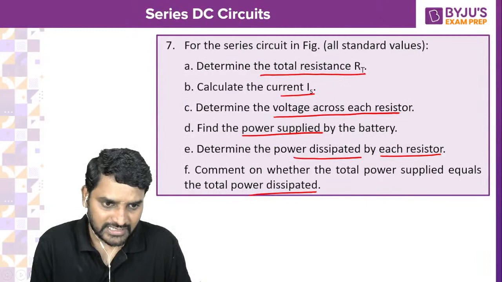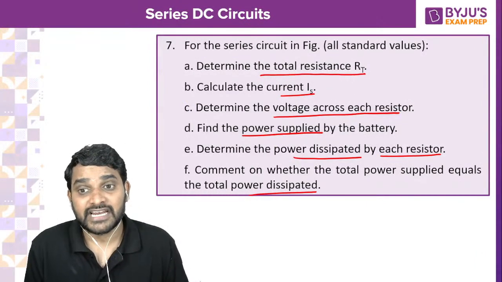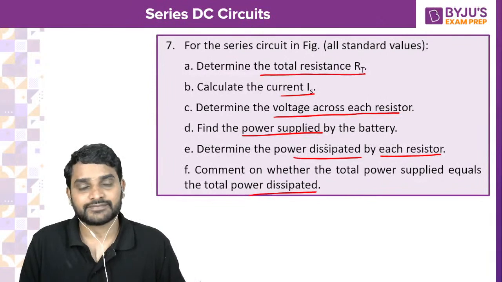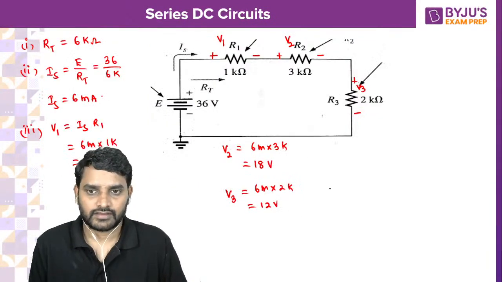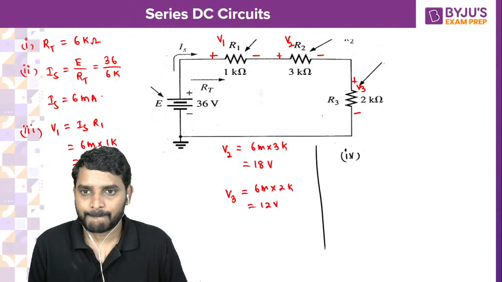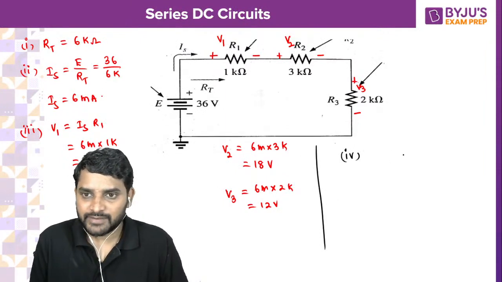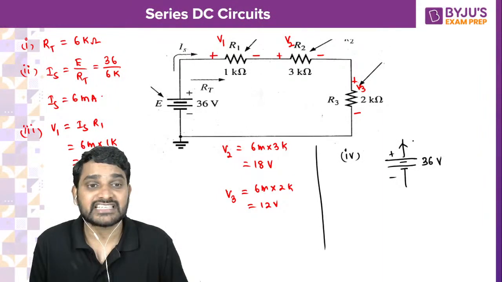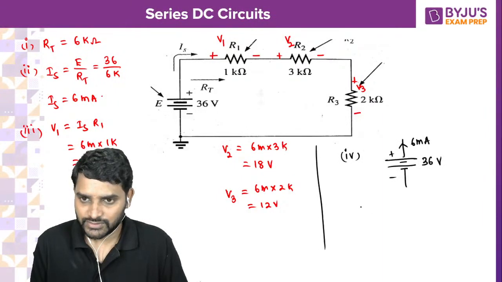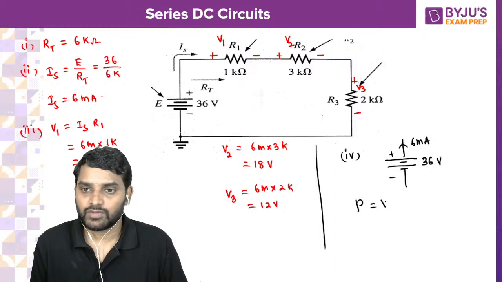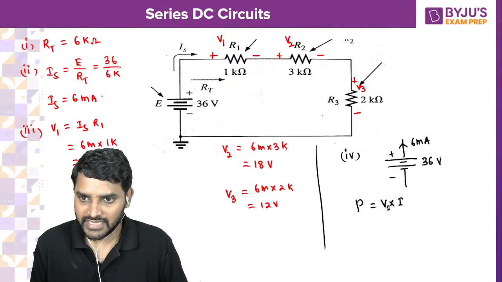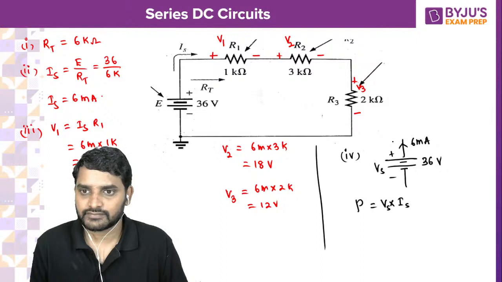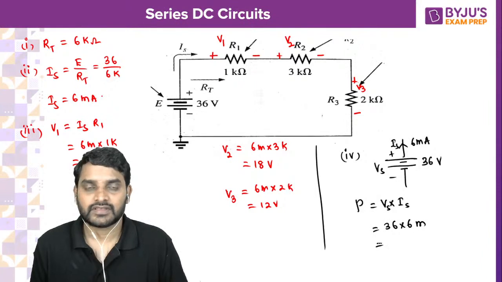Now what is the other question asking? The power supplied by the battery. Can you tell me what is the power supplied by the battery? This is my battery. So the power supplied by the battery is going to be voltage into current. 36 volts, and the current is leaving from the positive terminal. How much current is leaving? 6 milliamperes is leaving. So the power supplied by battery is Vs into Is. 36 into 6 milli. So how much are you going to get?